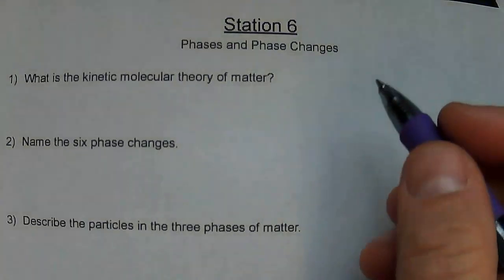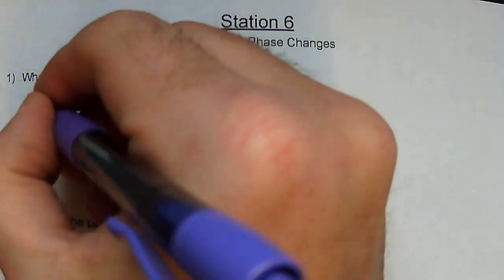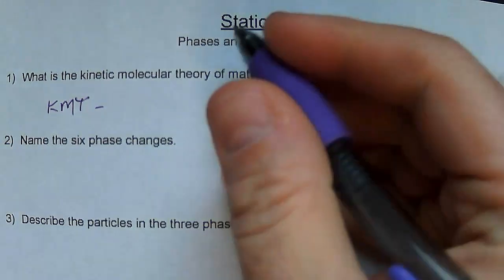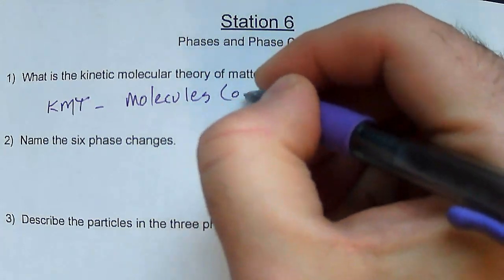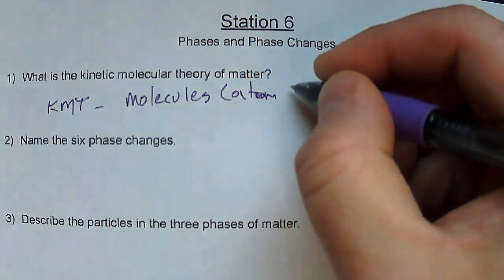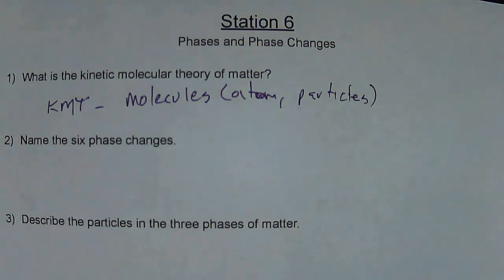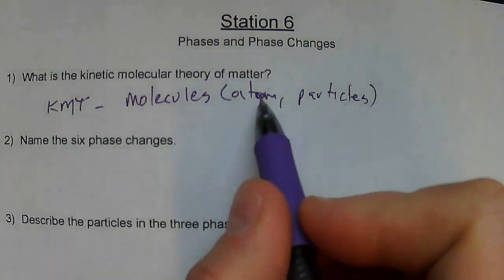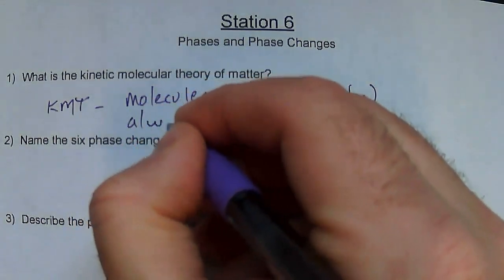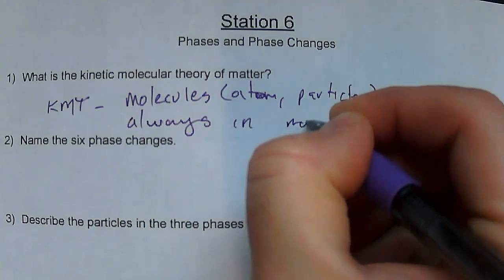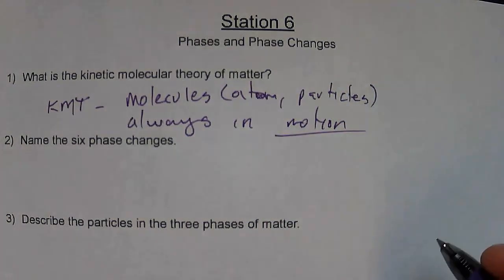So last but not least, the kinetic molecular theory of matter. Okay, what is that? Okay, the KMT has to do with two things. Matter is made up of molecules. Sometimes we call them atoms. Sometimes we call them particles. But whatever, they're small parts of matter, and they are always in motion. And actually, temperature is a measure of how fast things are moving.